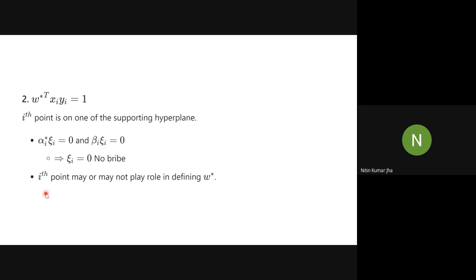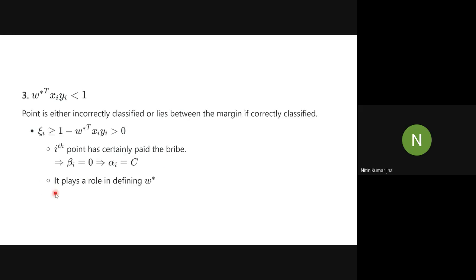But what we can say for certain is that they are not paying any bribe, because they are on the correct side of the hyperplane. Okay, is that clear? Okay, so let's move to the next part.